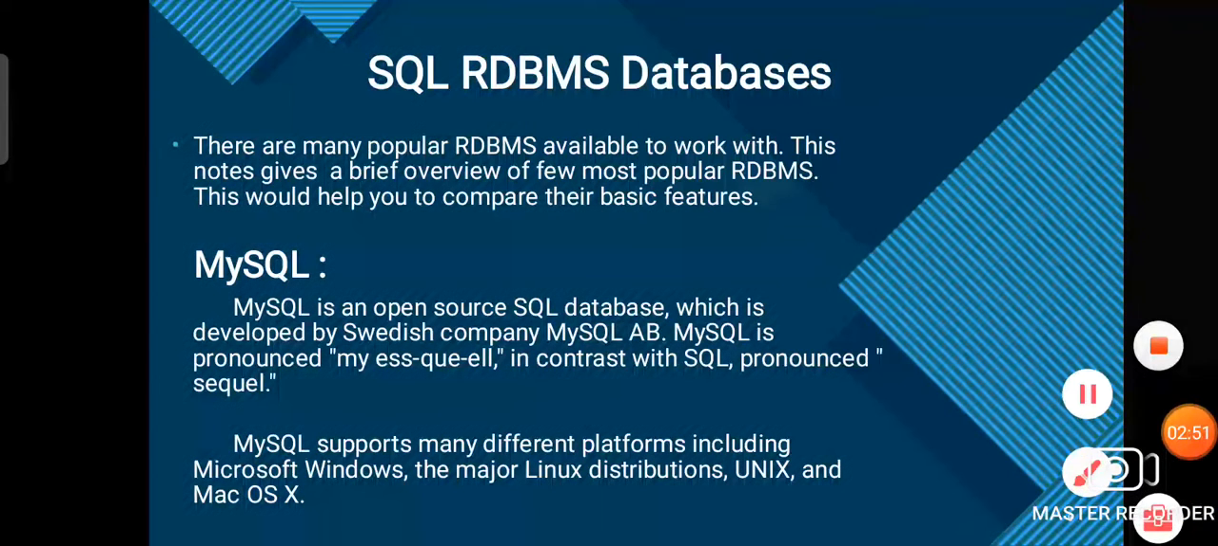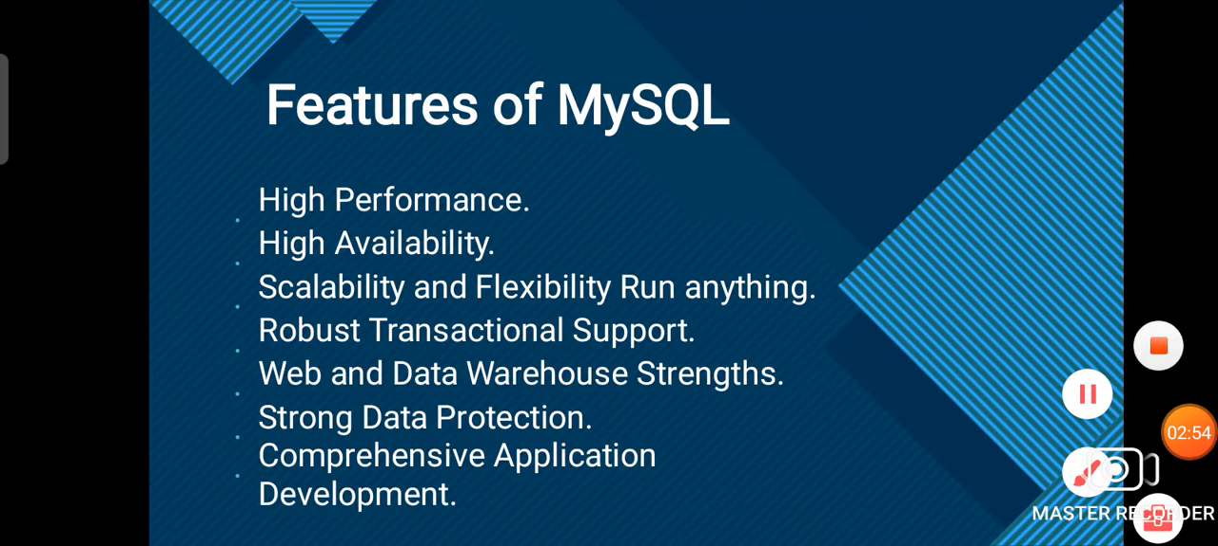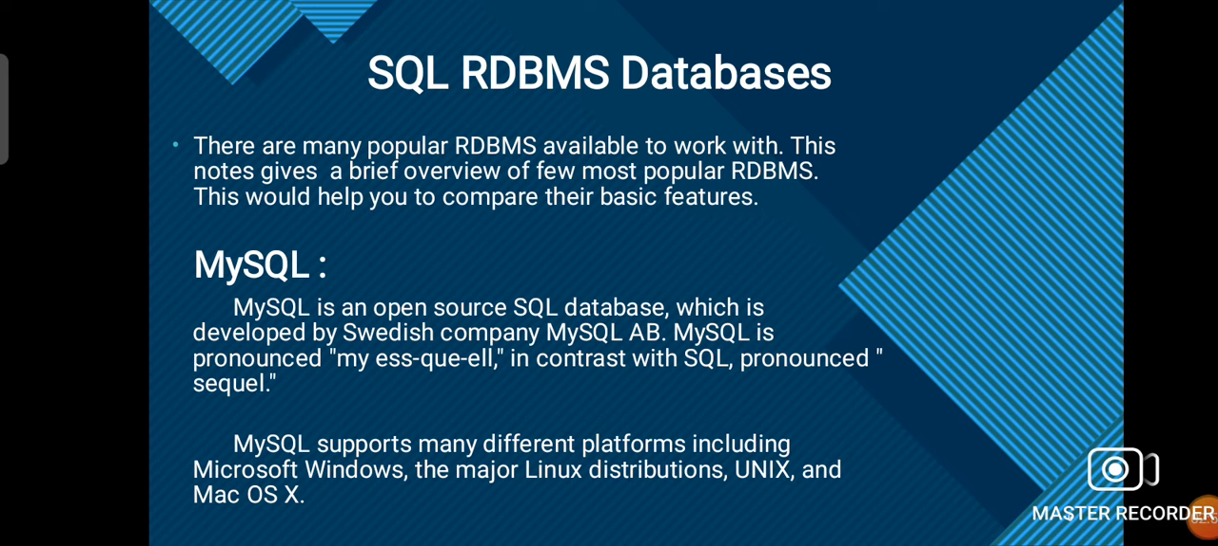Now we can see the databases. We mentioned a relational database. The relational database is associated with a database management system called RDBMS, Relational Database Management System. We can see some of the databases. The first one is MySQL. It is an open source SQL database which supports different platforms including Microsoft Windows, Linux distributions like Unix, and Mac OS.